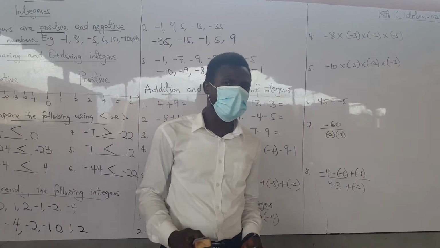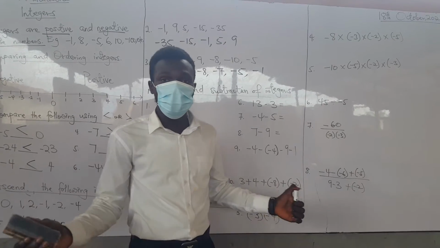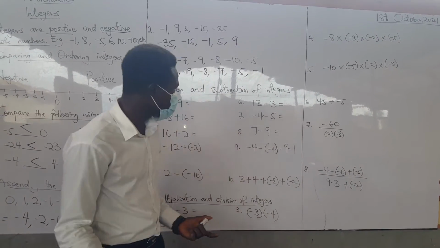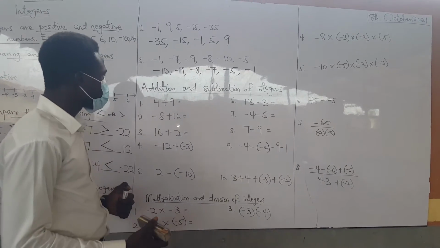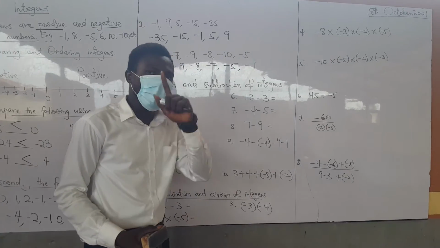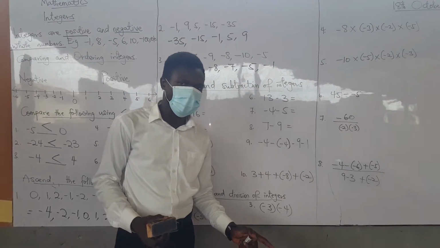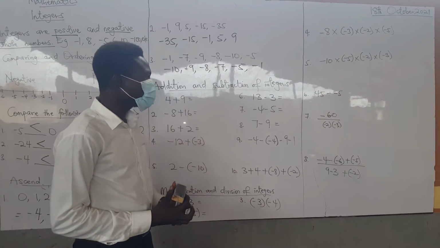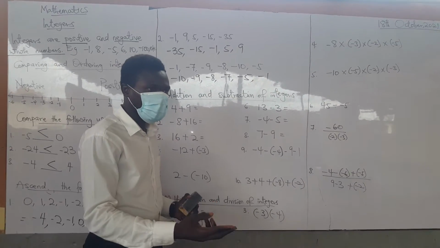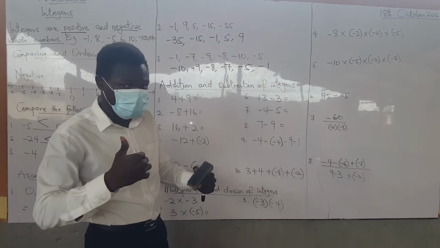Now let's look at the operations of integers. When we say operations, that is the addition, subtraction, multiplication, and division. So how can I therefore perform the addition and subtraction of integers? Remember, integers are positive and negative whole numbers. So here, you can come across a negative number and a positive number. But what are we doing? We are adding or we are subtracting.